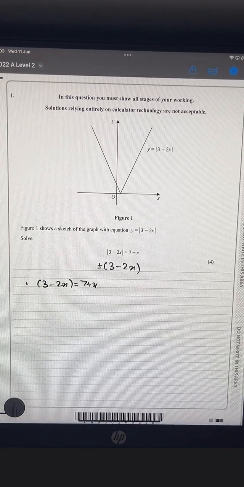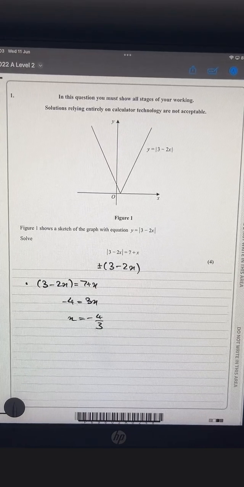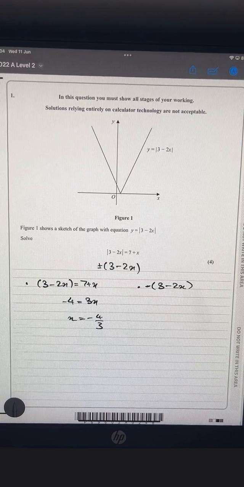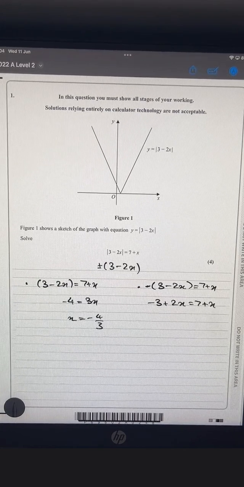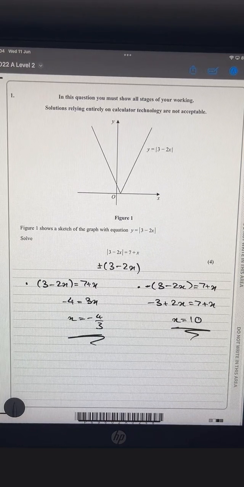So then if I just rearrange this, I get minus 4 equals 3x and x equals minus 4 thirds. And then because you're modding it, you could also have a negative part of it. So it's minus the entire thing: minus (3 minus 2x) equals 7 plus x. So that's minus 3 plus 2x equals 7 plus x. And if I rearrange it this time, I get x is equal to 10. I subtracted x here and I added 3 there. So these are my two solutions to this. Nice, 4 marks to start off the paper. All right, so with mod equations, imagine there's a plus of it and then a minus of it, and then you get both. Awesome, nice one.